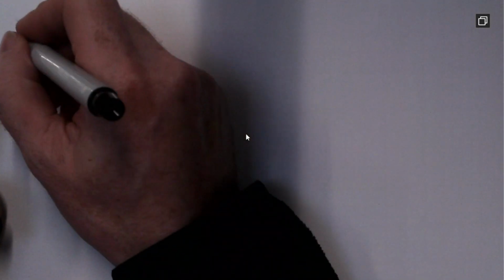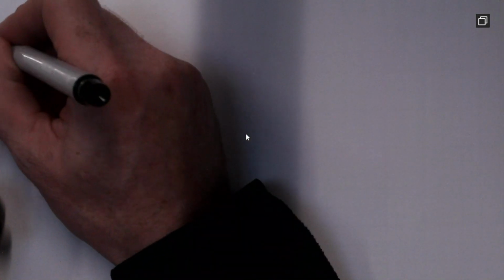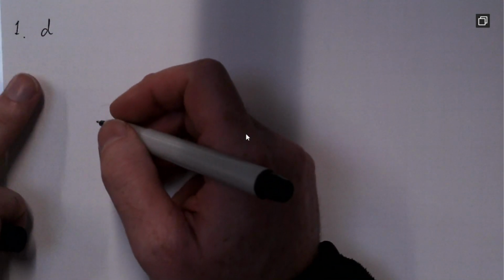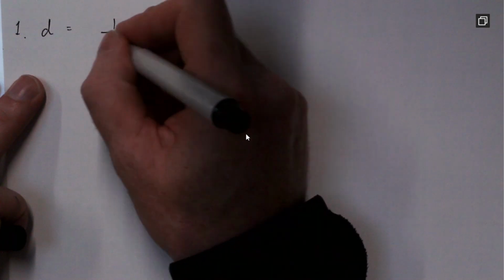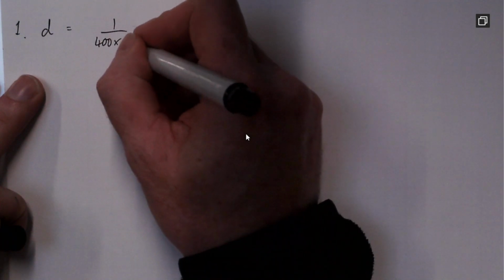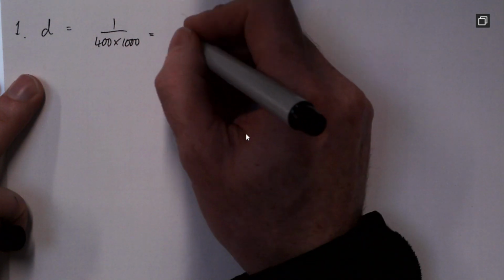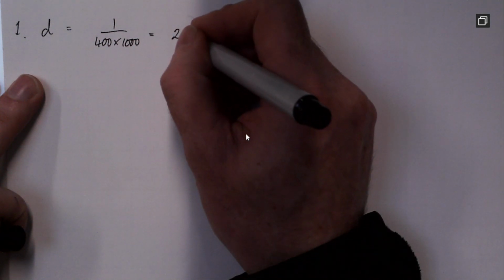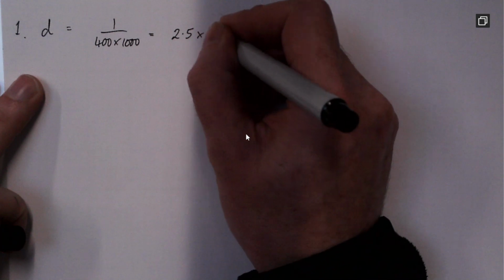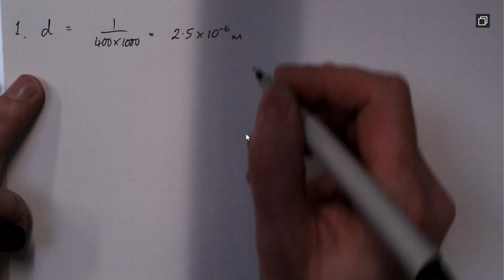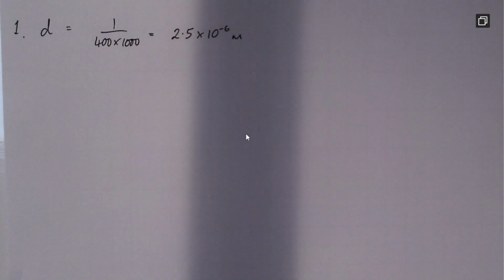So mark this: there's a number of lines per millimeter after the diffraction grating. So your diffraction grating d is 2.5 by 10 to the power of minus 6 per meter.